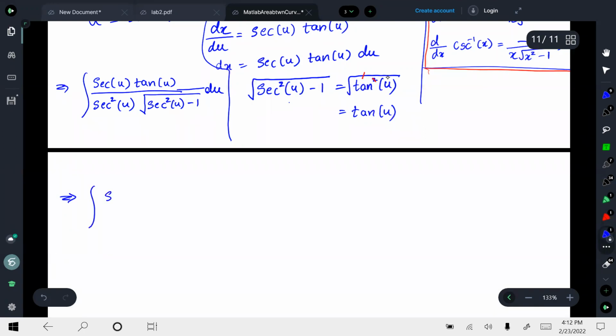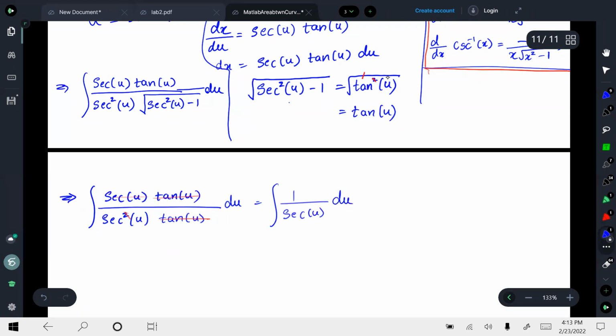Now the integral of secant of u into tan u divided by secant squared u times the square root of secant squared u minus 1, which was tan of u, into du, equals what? Remember, this secant u here and 1 here get cancelled, and the leftover is 1 divided by secant of u, du. Now the reciprocal of secant of u is what?